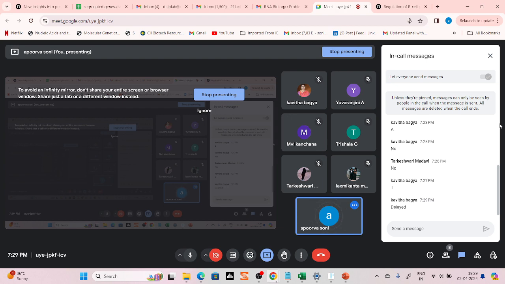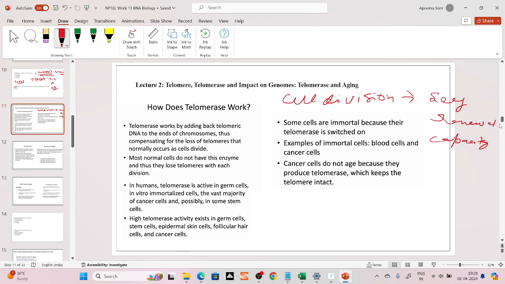Okay. So that is why telomerase and aging are a very widely studied concept today. People do a lot of research on how telomerase can affect aging, and a lot of research is going on telomeres and telomerase. It's a very hot topic for today's research. Now we'll see how telomerase works. Telomerase works by adding back telomeric DNA to the ends of the chromosomes, thus compensating for the loss of telomeres that normally occurs as cells divide.